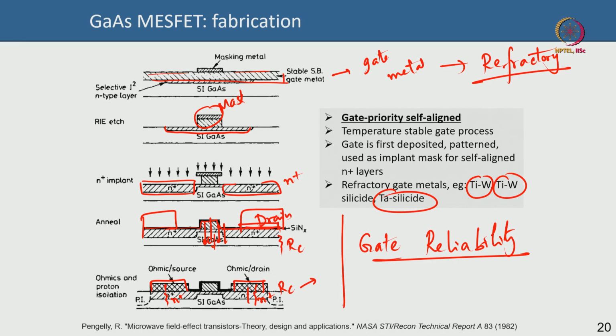However, self aligned processes do not give you very high gate drain spacing, and so your gate drain breakdown could be low, and you also need a refractory metal here. So, those are other complications in terms of the gate priority, or gate first, aligned process.